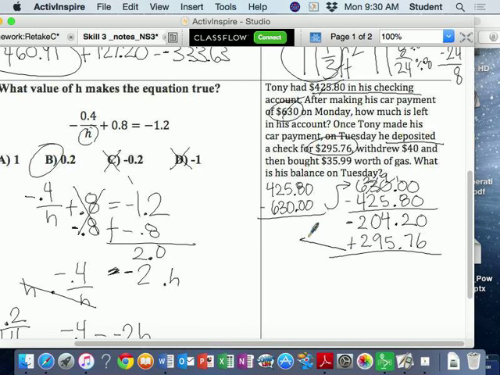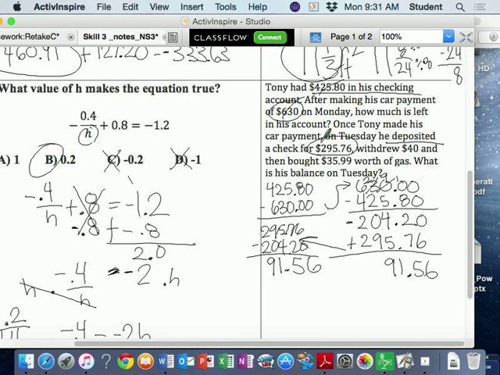So over here, I'm just going to come over here and subtract. 295.76, oh gosh, minus 204.20. 6 minus 0 is 6, 7 minus 2 is 5. Bring down my decimal. 5 minus 4 is 1. 9 minus 0 is 9. So I've got $91.56. He's no longer in debt, so we have $91.56.